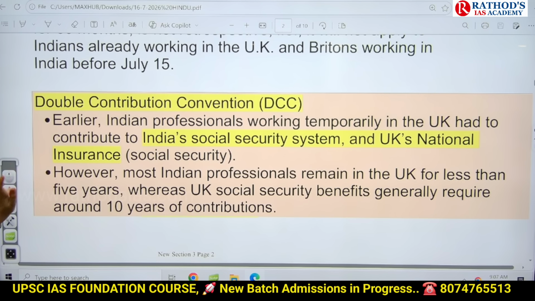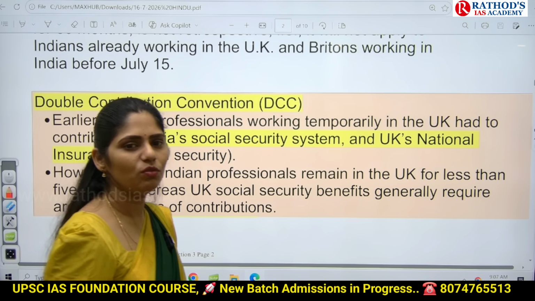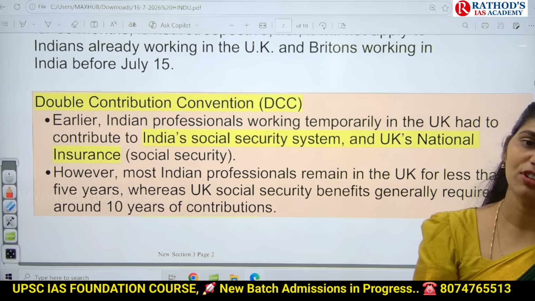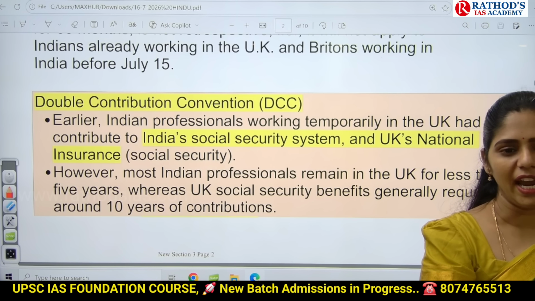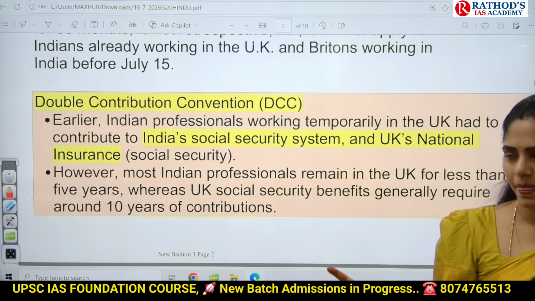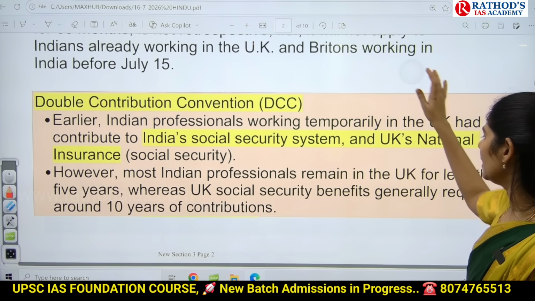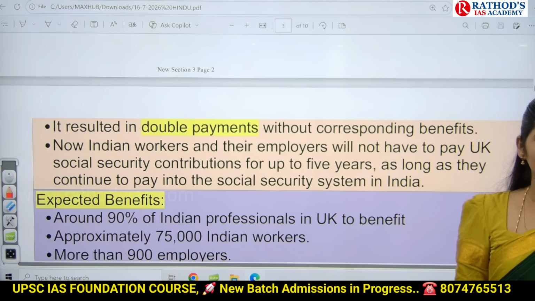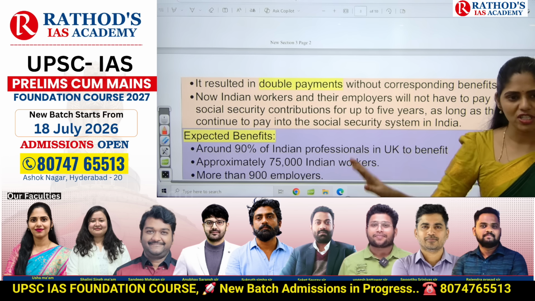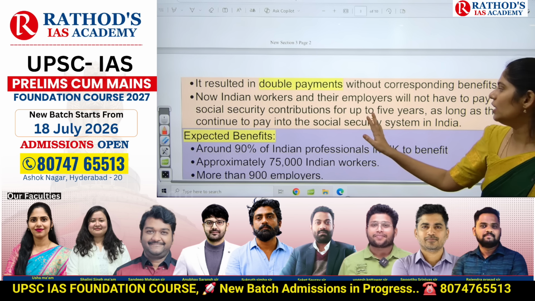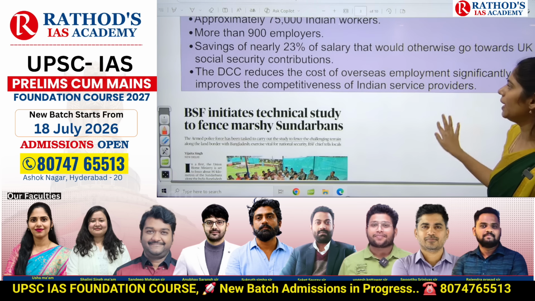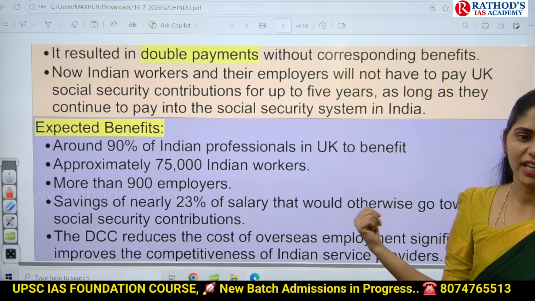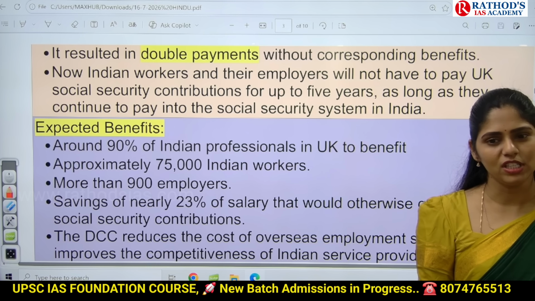Okay, what is this Double Contribution Convention? If Indian workers go to the UK to work for a temporary period, they have to pay social contributions in the UK as well as in India, on both sides. Because of this, there will be an increased financial burden, and that leads to double payment of social security in India as well as the UK. So after this agreement is finalized, Indian workers need not pay their social contribution in the UK. If they are paying in India, it is more than enough. That is for 5 years. That is about this DCC.